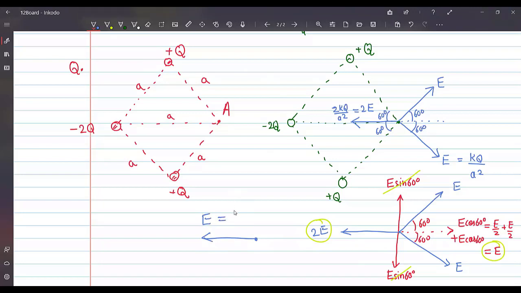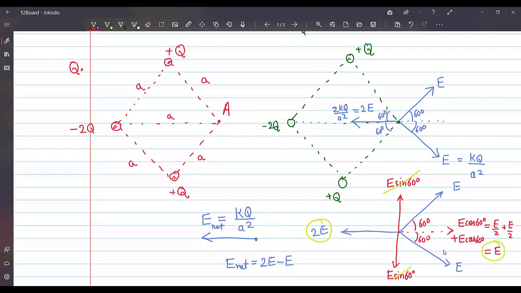So net field will be just KQ upon A square. This is the net electric field. It can be written as 2E minus E, just adding up the vectors. So for point charges like this, it is just a simple technique. You write the value of electric field and you add them like vectors. The resultant vector will give you the direction of net electric field. So here you got an idea on how electric field behaves.